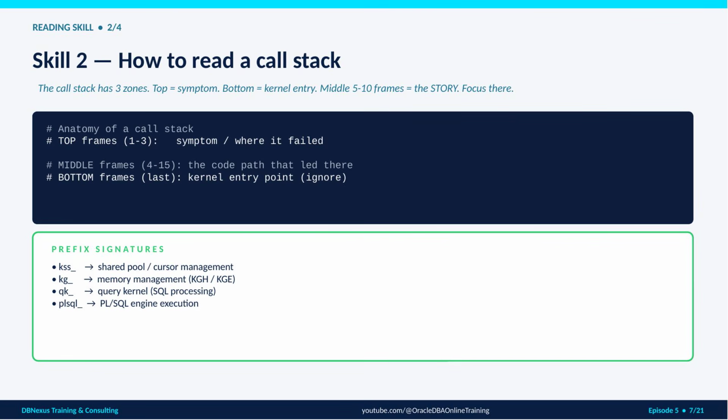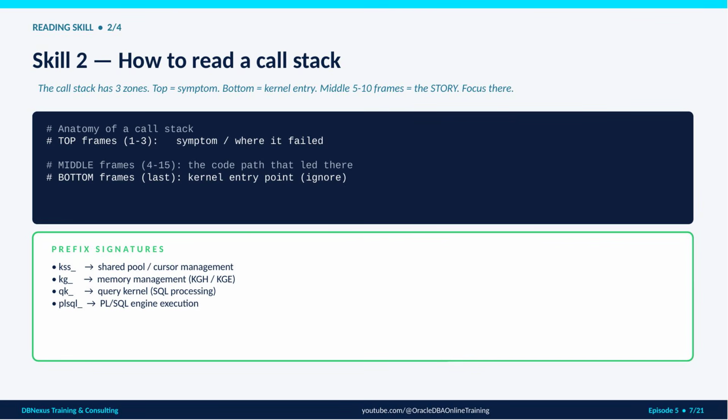Now, Oracle's internal function names all have prefixes. Learn 4 of them. KSS: shared pool, cursor management. KG: memory management, KGA, KGE, all memory. K2: query kernel, SQL processing. PLSQL engine. KSS in the middle of your stack: shared pool bug. KG: memory. KQK: query optimizer or execution. KPLSQL: a stored procedure blew up. 4 prefixes, 90% of internal errors. Learn them.